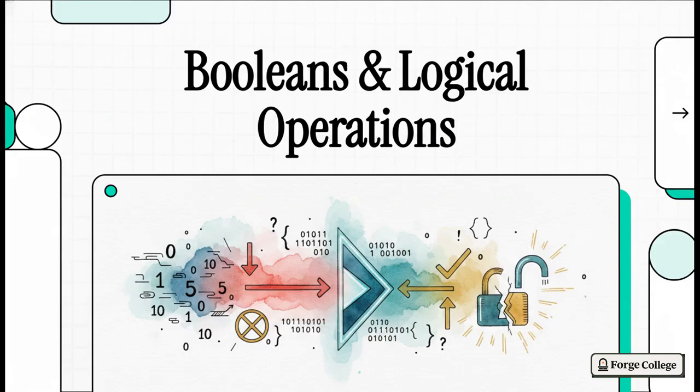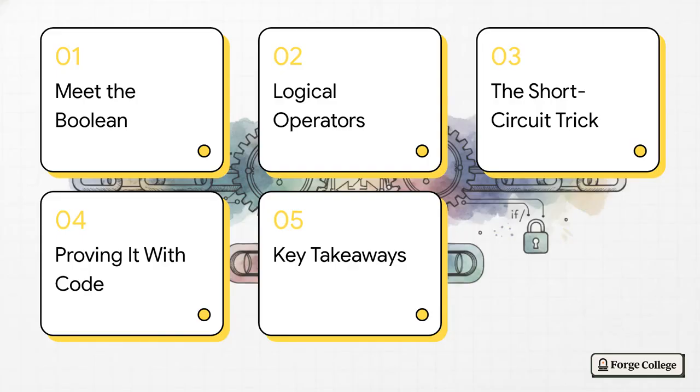Let's dive in. Here's the quick blueprint for today's logic circuit explainer. First, we'll meet the Boolean. Then we'll look at logical operators, followed by a really cool trick called short-circuiting. After that, we'll prove it with actual code and wrap up with some key takeaways.